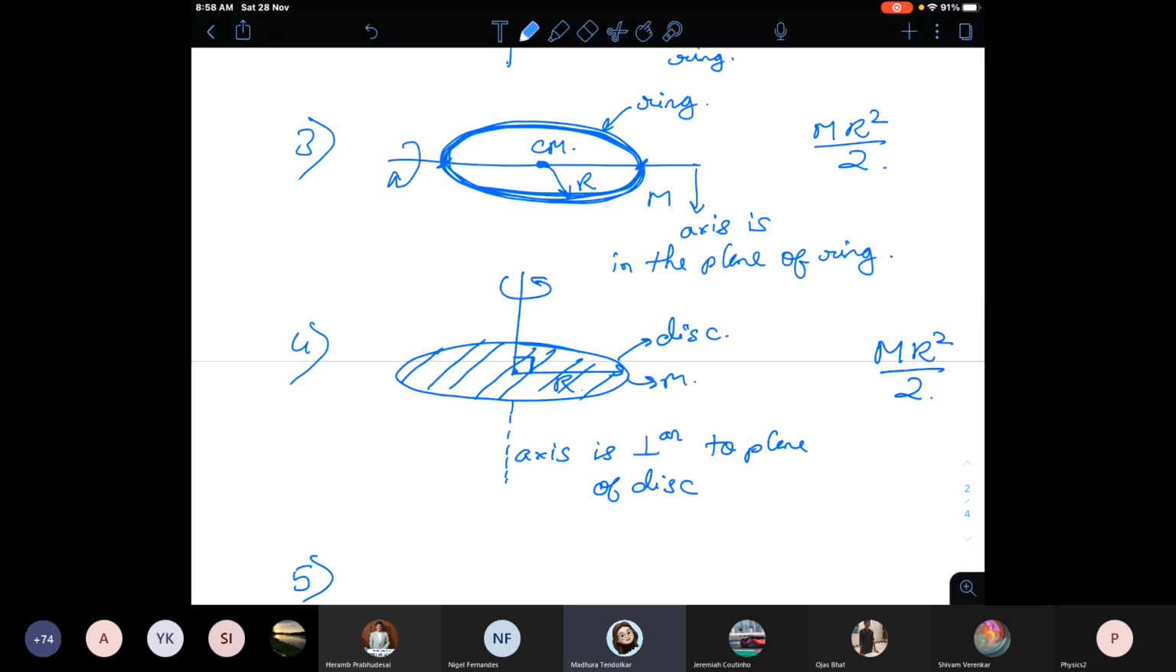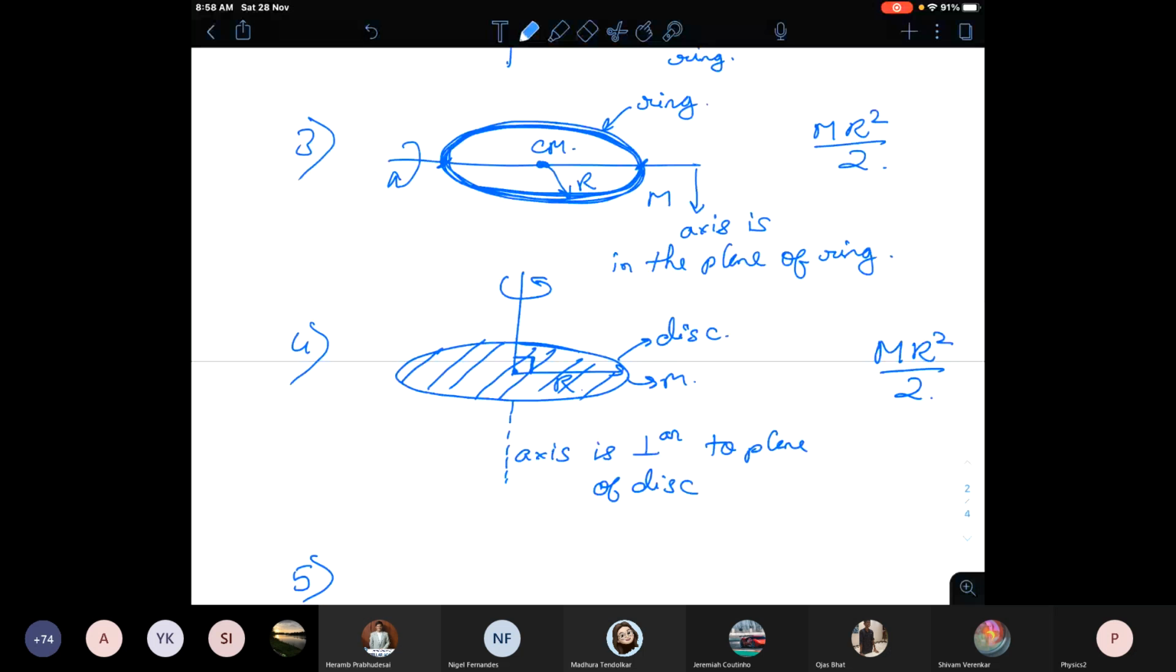Okay, you must have seen a ring. I cannot describe it in any other way. Or you can say that a cycle wheel is a ring, and a CD is a disk. Okay, that is the best explanation, the best example you can say.